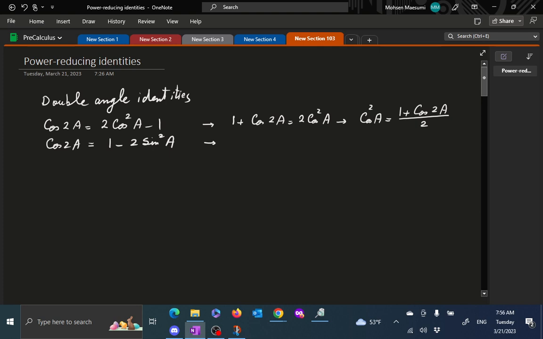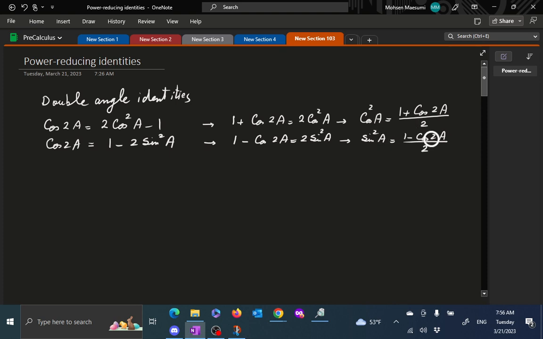Same arrangement applies here. So I'm going to take cosine of 2a to the right, 2 sine squared to the left. So I'll have 1 minus cosine of 2a is equal to 2 sine square of a. So do a rearrangement, you get that. And out of that you get sine square of a is equal to 1 minus cosine of 2a over 2.